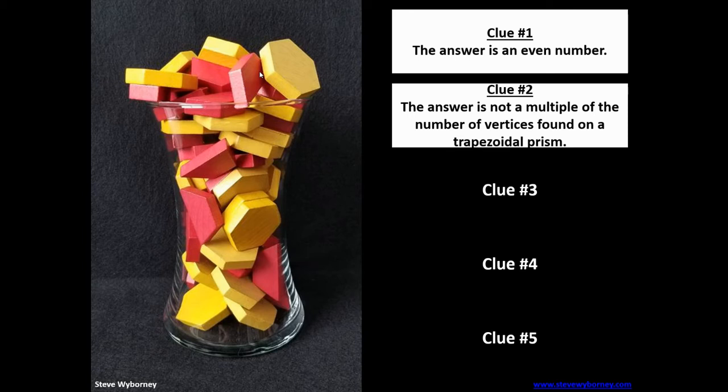So it says the answer is not a multiple of the number of vertices found on a trapezoidal prism. So in my notebook, I'm going to write down the number 8. Oh, guess what? That takes my number out. I had 64. So if we count by 8s, 8 is out. 16, 24, 32, 40, 48, 56, 64, 72, 80, 88, 96. Not sure if there's more than 96, but if you have any of those numbers, you're out, right?